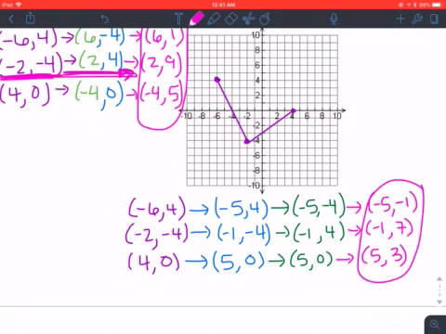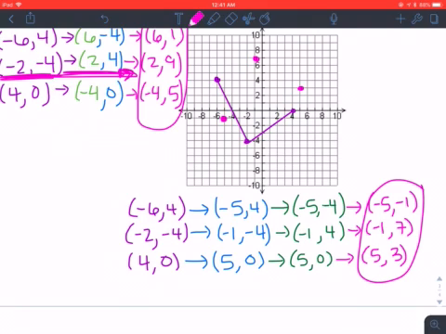So we'll go ahead and graph our final points. -5, -1, -1, 7, and 5, 3.